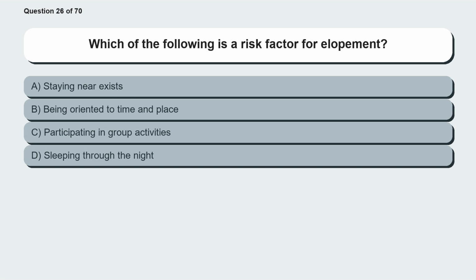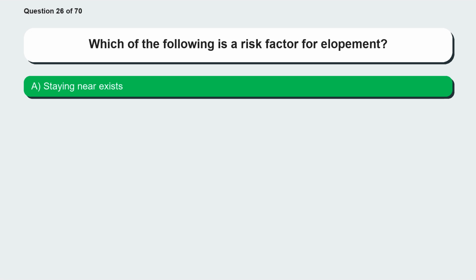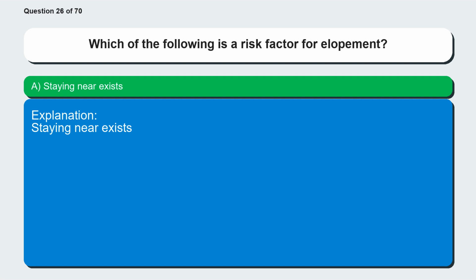Question 26. Which of the following is a risk factor for elopement? Option A. Staying near exits. Option B. Being oriented to time and place. Option C. Participating in group activities. Option D. Sleeping through the night. The correct answer is option A. Staying near exits.